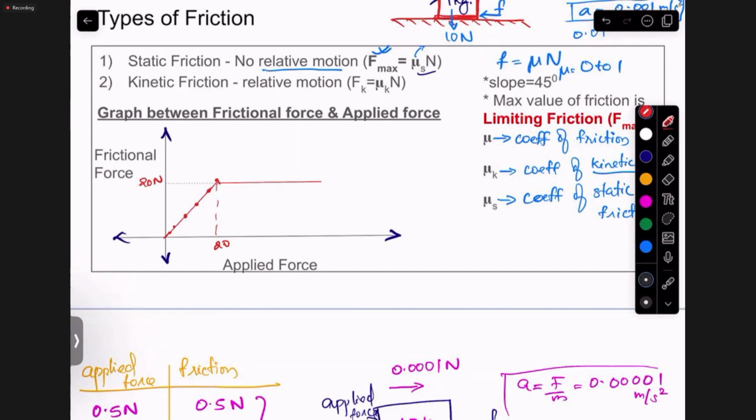Then it will drop down. When it becomes 21 Newton, it will be 19.9999. Then if it is 22 Newton, again 19.999. 23 Newton, and it goes like that. So that will become a line parallel to the x-axis. When I'm joining it, it will look something like this. This higher peak value is called limiting friction.